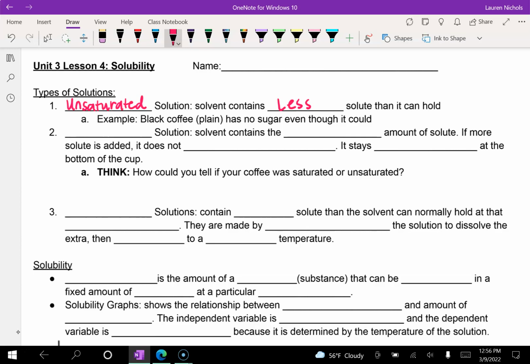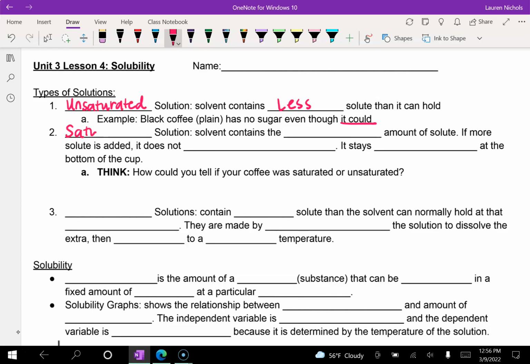These are your underachievers. Black coffee, just plain, has no sugar in it, even though it could dissolve more. So if you have sugar or a solution and it could dissolve more, it just doesn't have that much in it, then it's an unsaturated solution.